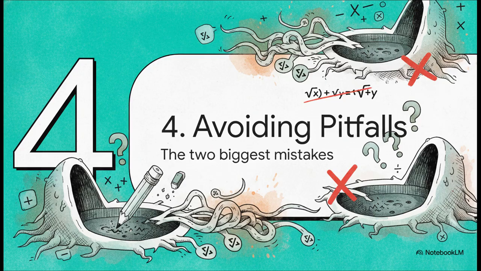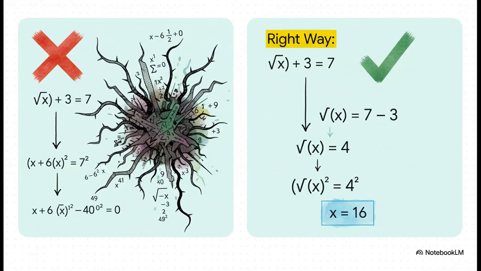Let's talk about the 2 biggest mistakes that can really trip you up. And here it is, the number 1 mistake people make, hands down, squaring before they isolate. Just look at the difference. On the left, if you square right away, you create this messy, complicated disaster. But look at the right. When you take a second to isolate the radical first, the solution is clean, simple, and fast. So please, always isolate first.